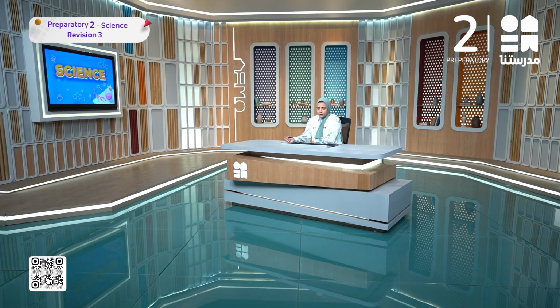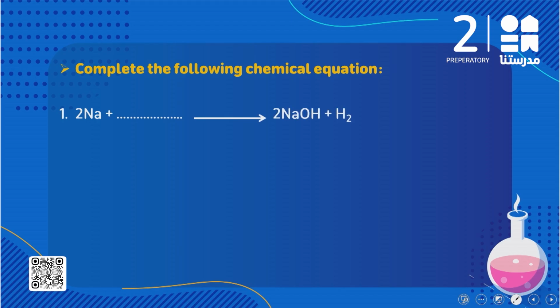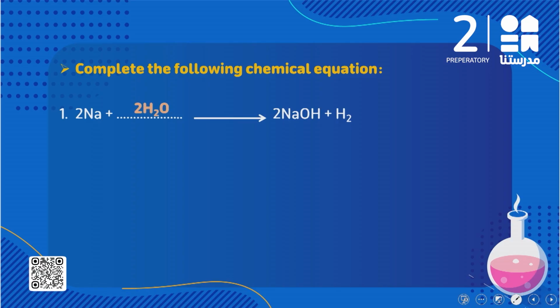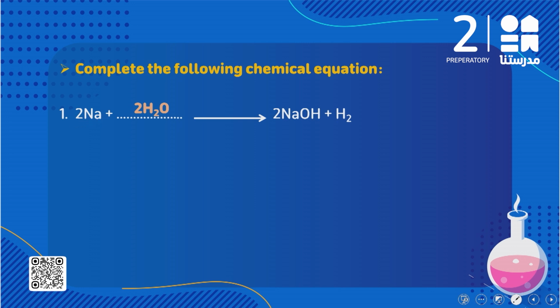Complete the following chemical equations. The first one: 2Na plus what giving 2NaOH plus H2. Once I see OH and H, it is obvious that the Na is reacting with water. So we add H2O, and we added 2 here to make the equation balanced. Balanced means the number of atoms entering the reaction equals the number of atoms resulting from the reaction. Here we have 2Na and here 2Na. Here 4 hydrogen and here 2 hydrogen plus 2 makes 4 hydrogen. Here we have 2 oxygen and here 2 oxygen. So the equation is balanced.